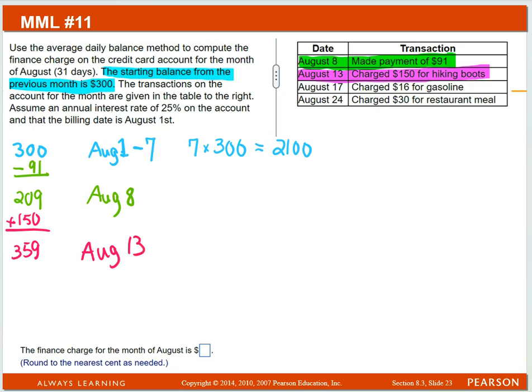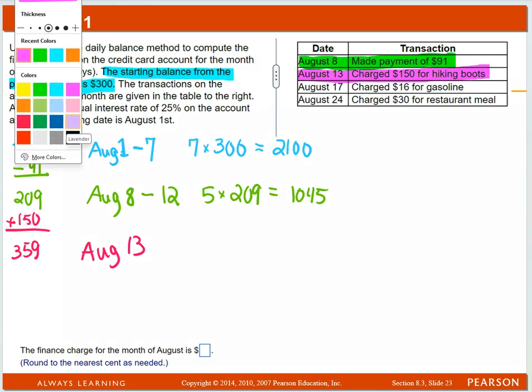So going back to the green, on August 8th, my balance is 209. It's 209 on August 9th, on August 10th, on August 11th, and on August 12th. So 8, 9, 10, 11, 12. That's 5 days. So for 5 days, I'm now getting a balance of 209. So instead of adding 209 plus 209 plus 209, just multiply. 5 times 209 is 1,045. So on August 13th, it changes to 359.